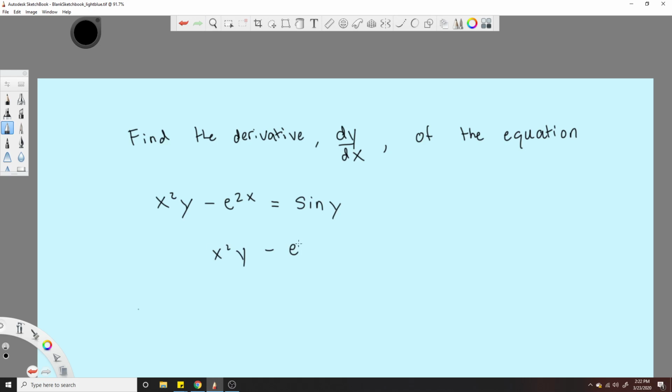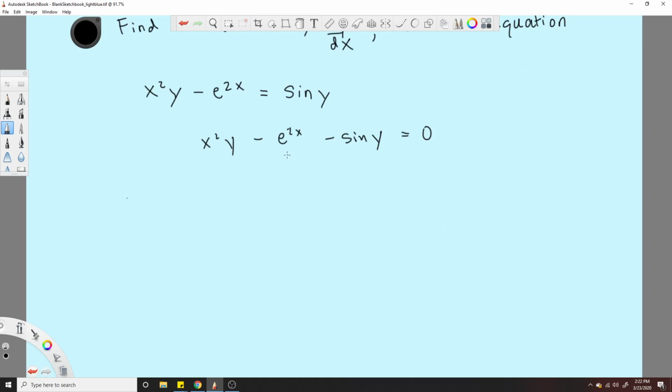value minus sine y. And since we're looking for ultimately a derivative with respect to x, I'm going to take the partial derivative of this whole entire equation. So we will do d dx of all of these values here.